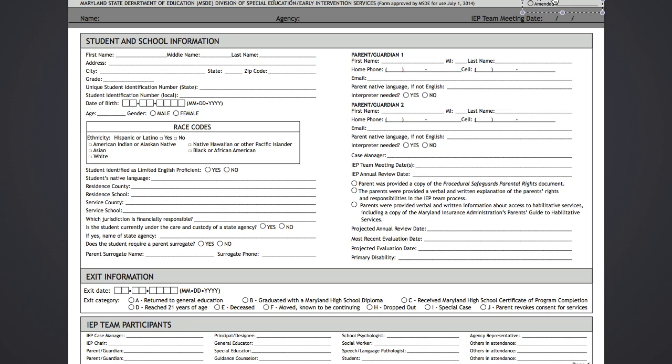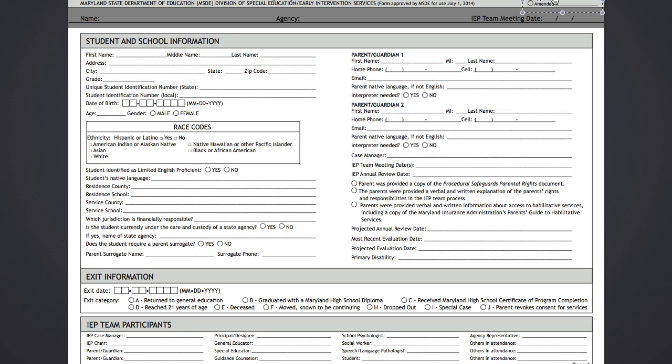An approved IEP is an IEP that has been developed, reviewed, or revised by an IEP team, and it delineates the student's program of services. And so it is indeed the outcome of the IEP team meeting.